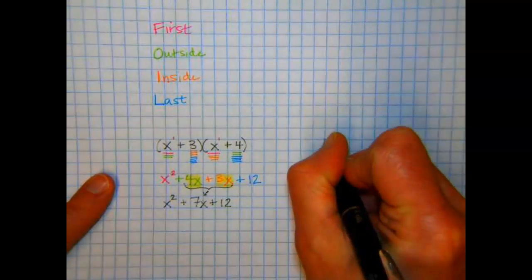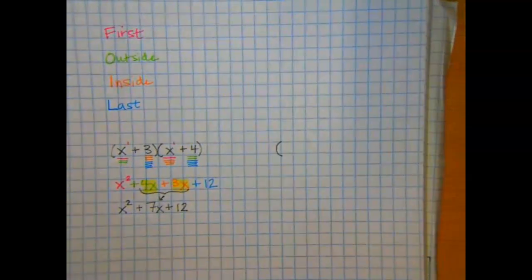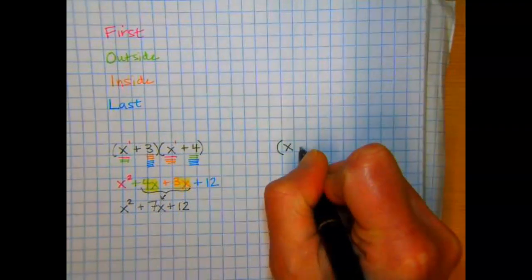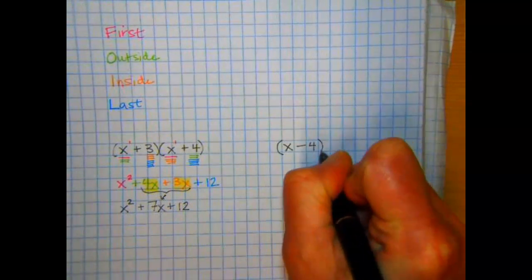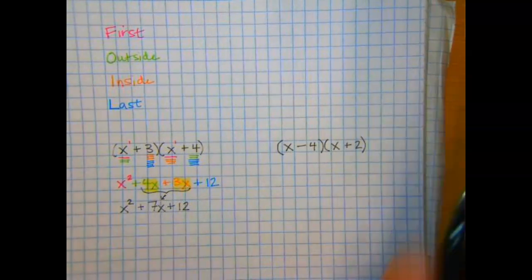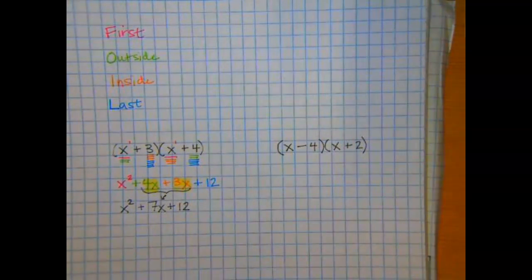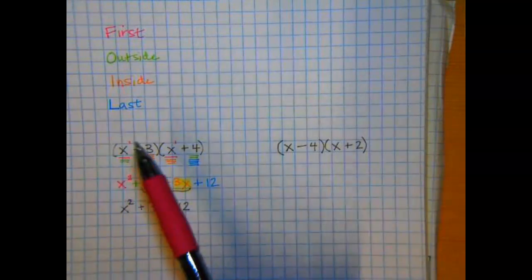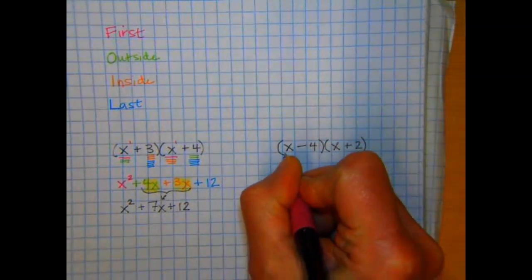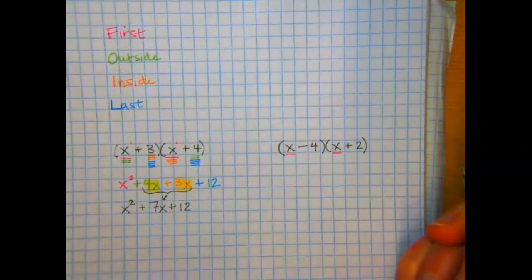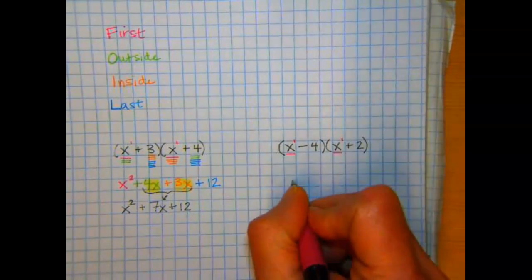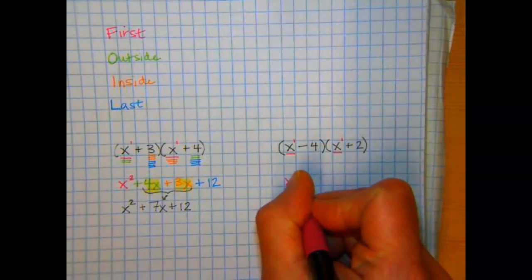This time we're going to do one that has a negative sign in it. It doesn't really change anything. We still do the same process. First, we do first times first. They're both the first term in each one of the parentheses. And again, this is x to the first power, so that's going to be an x squared.